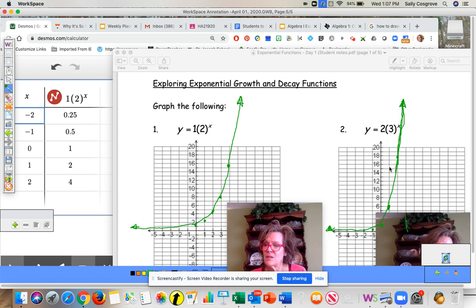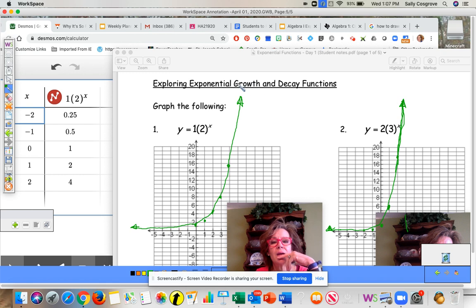Our next question at the bottom says, what do you notice about both graphs? So let's think about that. What do we notice? What's the same about both graphs? Well, they're both in quadrants 1 and 2. Both of them point to the left and point up.